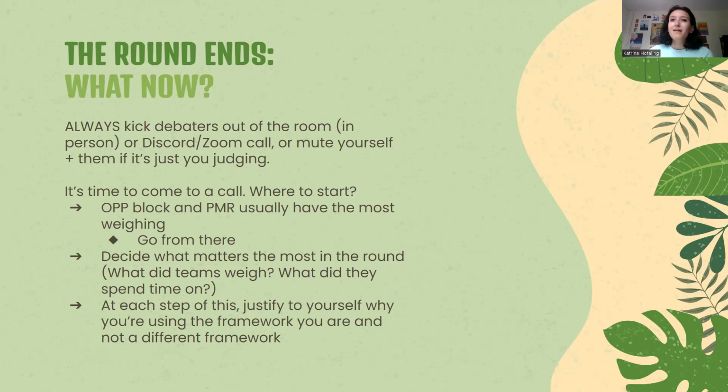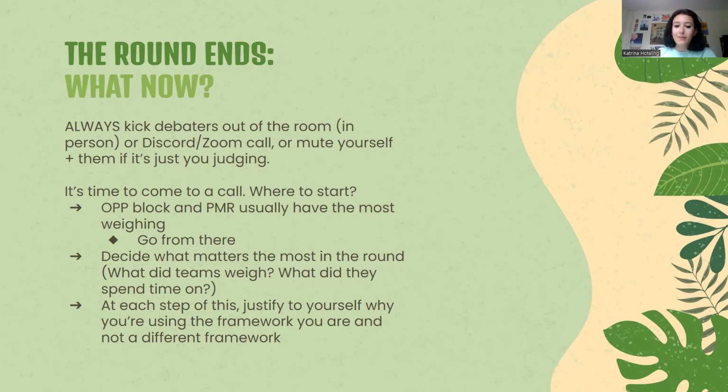If they have arguments about helping minorities and they also have arguments about, I don't know, getting more money for some random thing, and they don't weigh either of these things, maybe the minorities are more important intuitively. I don't really know, right? I'm trying to think of an example that makes sense for this, but if you're in a dumpster fire of a round and there's no weighing and they're not spending time on any one specific thing, just think to yourself what's the reasonable thing here and do the best thing that you can with it. And at each step of this process of finding weighing, finding what you care about, thinking what's relevant, justify to yourself why you're using the framework you are. And the best way to do this is to look in the round.